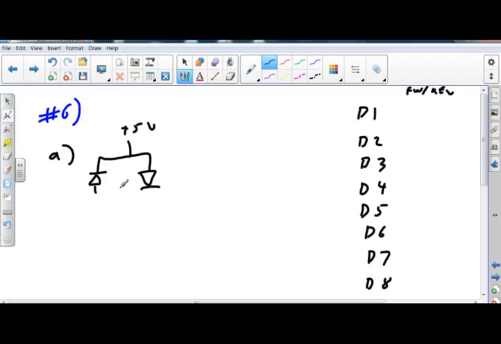All right, that's good. And I come down here, and I've got 5K. And I come down here, and I've got 10K. And I'm grounded. All right, so that's what I got. This is plus, this is minus, that's plus, this is minus. So D1, which is that guy, is reverse bias.